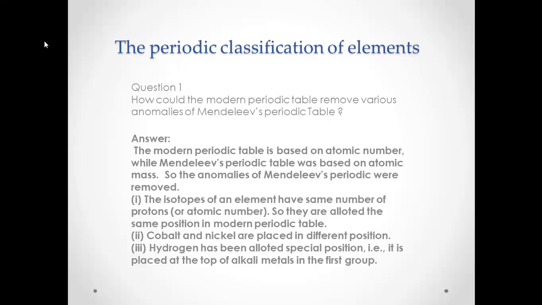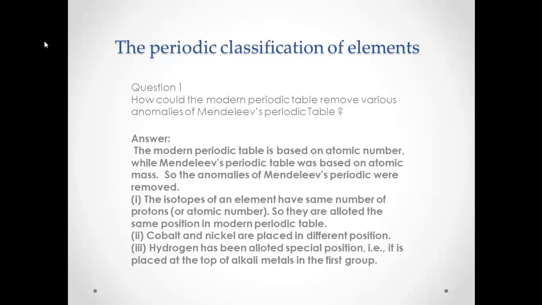Question number 1 is, how could the modern periodic table remove various anomalies of Mendeleev's periodic table? So we know that the modern periodic table by Henry Moseley is based on atomic number, while Mendeleev's periodic table was based on atomic mass. So therefore the anomalies of Mendeleev's periodic table were removed in the modern periodic table.